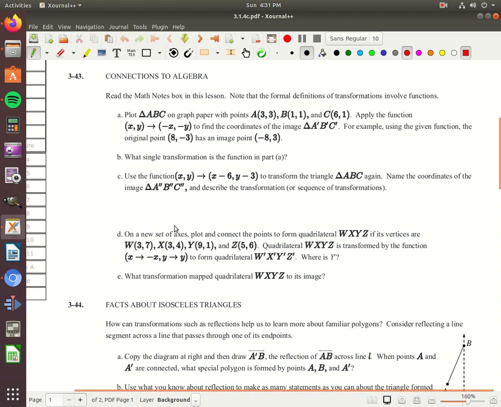Then we'll get a brand new set of axes and we'll do a quadrilateral. And we'll go x goes to -x and y goes to y. And then we'll see what shape that looks like. So a lot going on here. Again, I'm going to pause it and set that up.